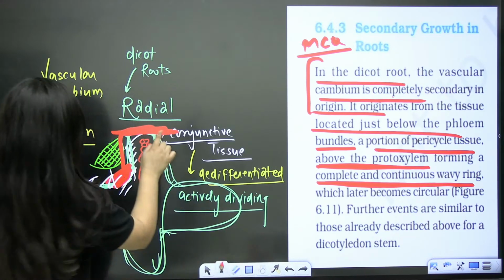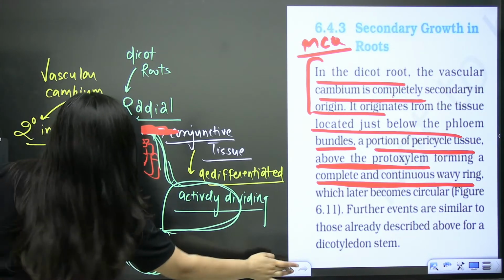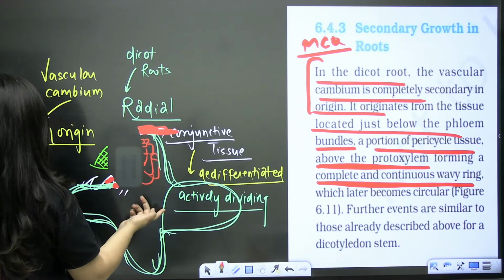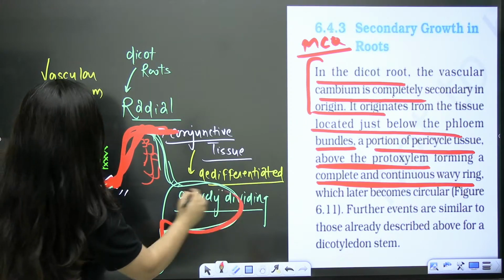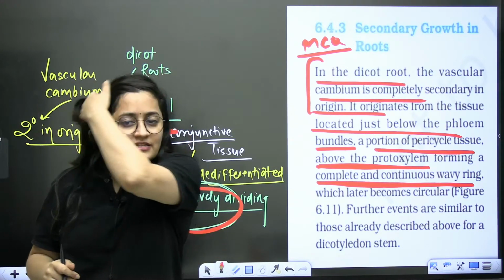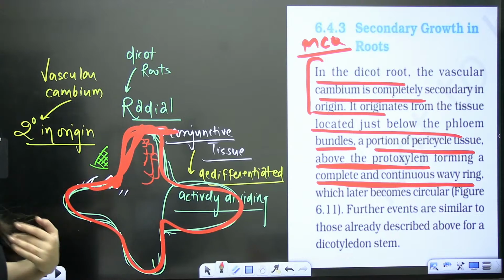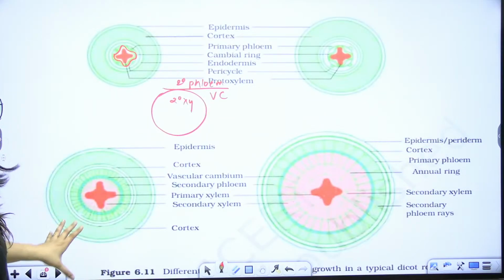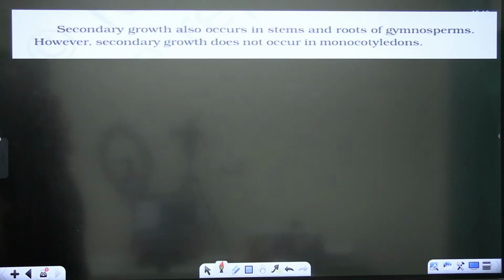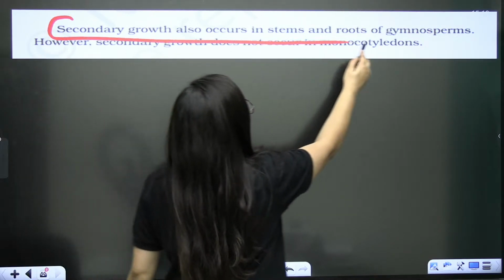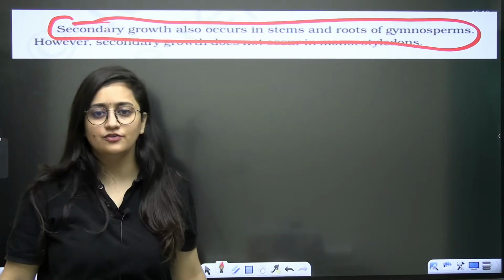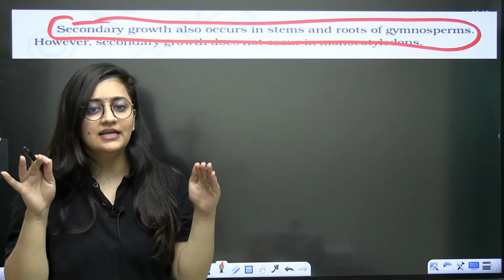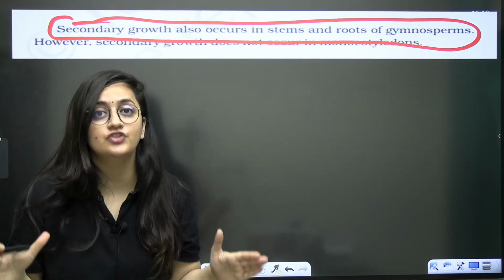What type of ring will they form? Wavy ring. And then slowly more cells will be added, it will become circular, and all the rest of the steps are the same as your secondary growth in stem. Secondary growth, I told you already, occurs in the stem and roots of gymnosperms also, but it is not there in the case of monocots. So that's all about this particular chapter.